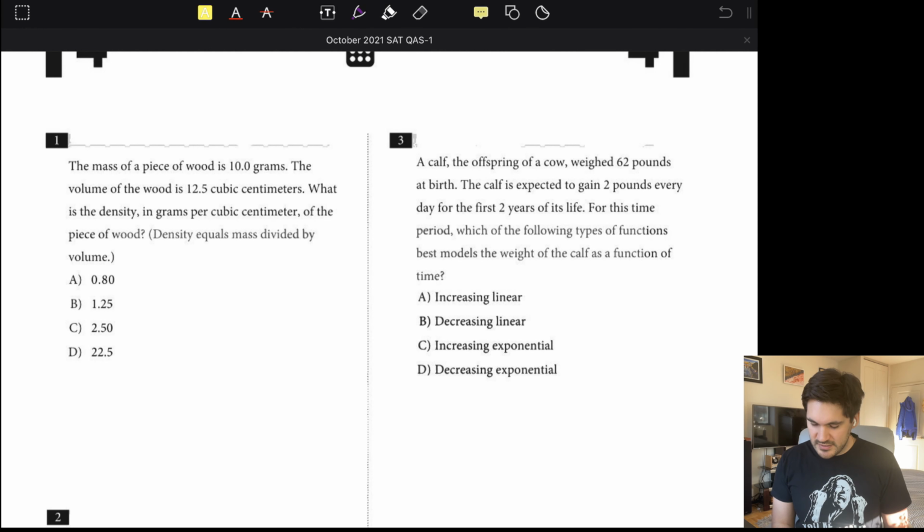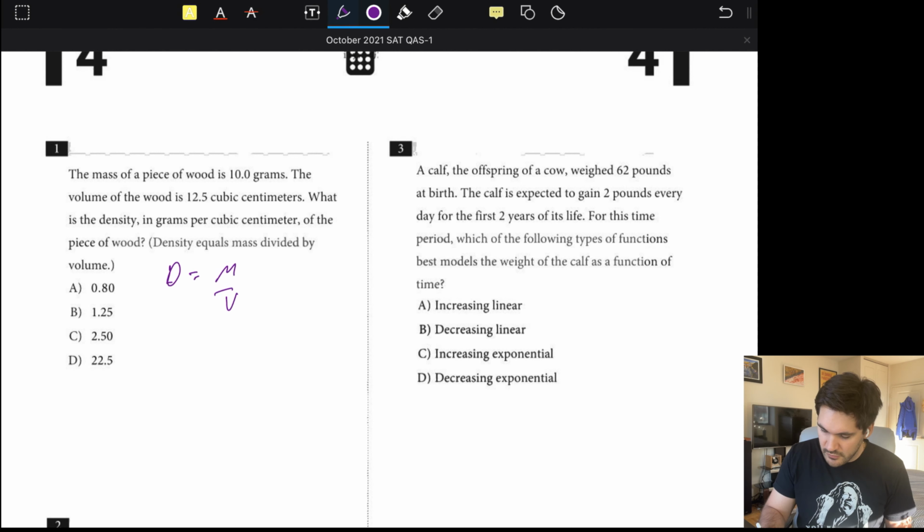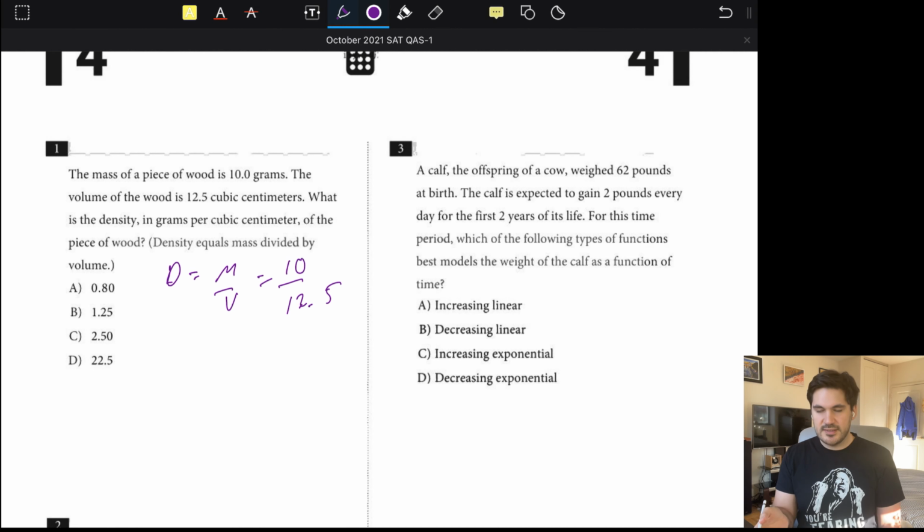Number 1, the mass of a piece of wood is 10 grams. The volume of the wood is 12.5 cubic centimeters. What is the density? Well, density simply equals mass over volume. So this is going to be 10 over 12.5. The only answer choice that is less than 1, which is what we should get, is A. So A is the answer.